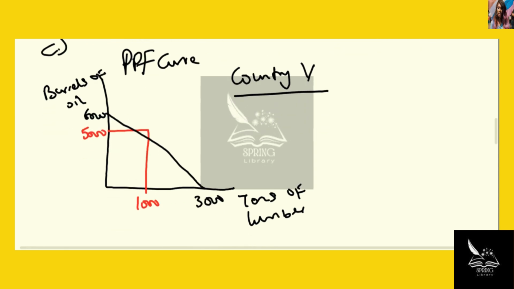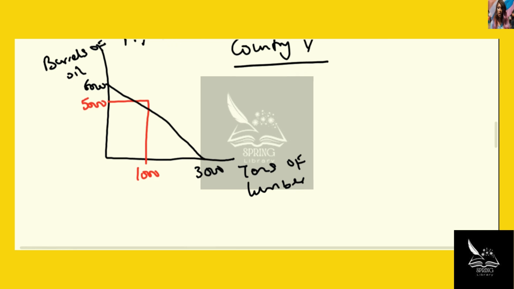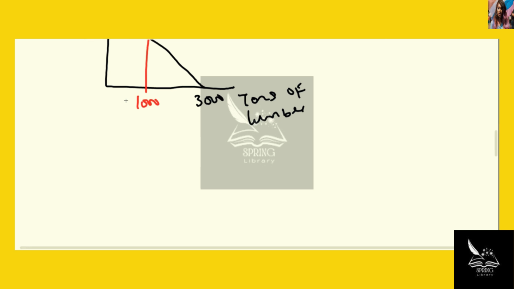So the opportunity cost of producing 1,000 tons of lumber in V is 2,000 barrels of oil. So they will be at benefit because now they have 5,000 barrels of oil and 1,000 tons of lumber, which we can see in the graph, beyond the original production possibility frontier, which is the 6,000 and 3,000. So country V is also at benefit.